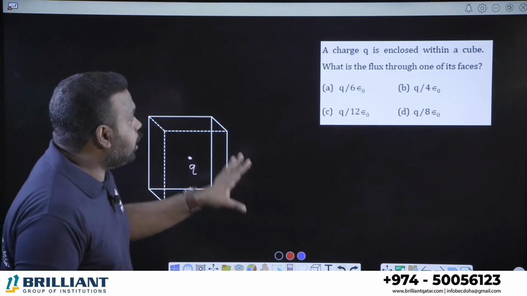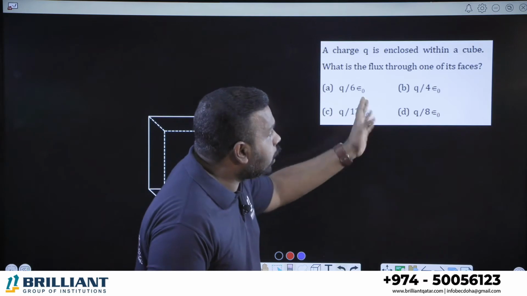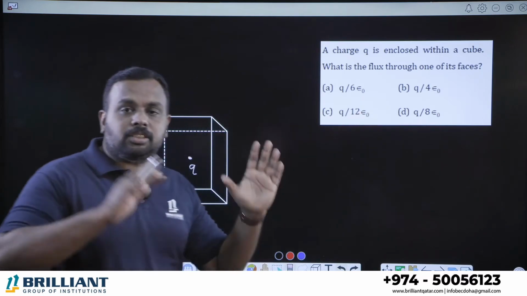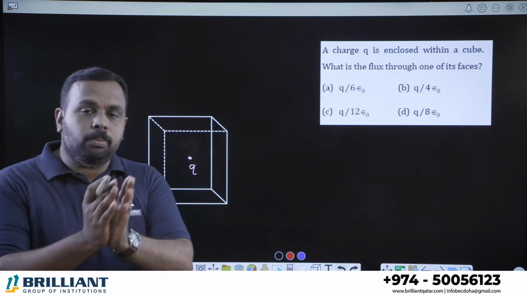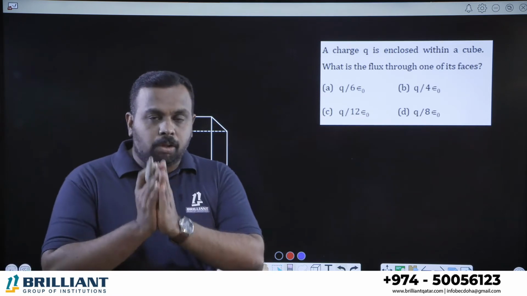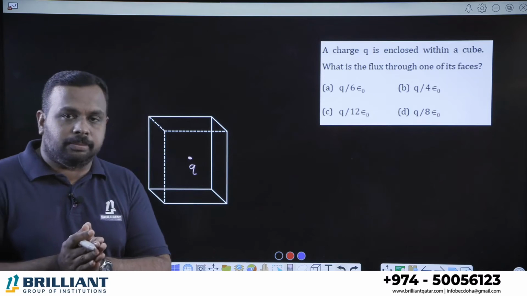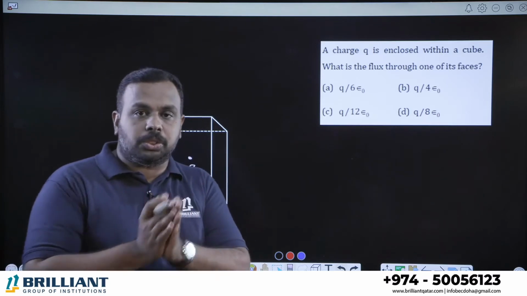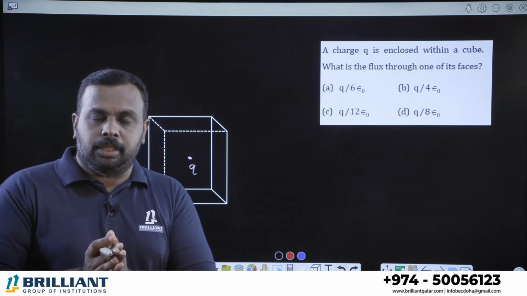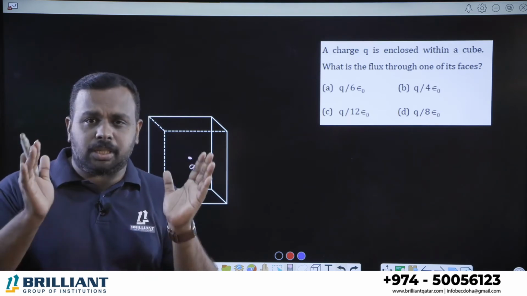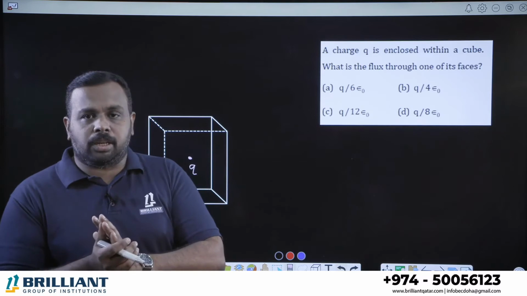All right. Now what they are asking, what is the flux through one of its faces? They're not asking the total flux through this cube. Through one face of this cube, how much flux will be there? All of you know that to apply Gauss theorem, we have to construct a Gaussian surface, right? What are the properties of a Gaussian surface? It has to be a closed surface. So Gauss theorem is applicable only for a closed surface.